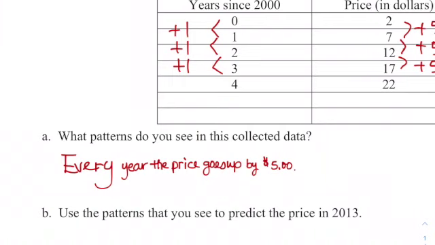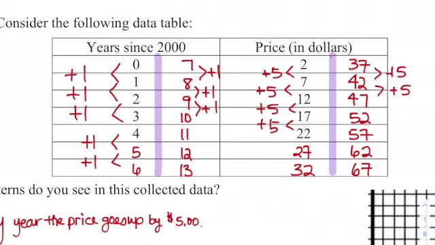Example 1B says, use the pattern that you see to predict the price in 2013. Since we know the pattern by now, I'm going to just add a couple more to the list and then write down the numbers. So 2013, based on years since 2000, is actually 13, and I'm going to try to figure out what the number is in year 2013. What does that match up to? So you guys notice the pattern.